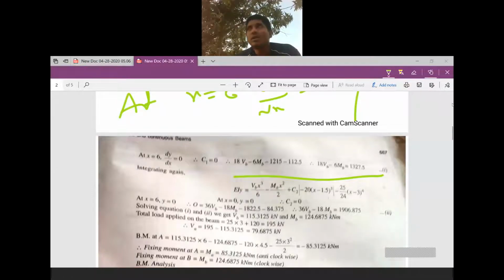Just you have considered the deflection equation, EI d square y by dx square is equal to Mx. You have substituted the value of Mx, then you have integrated, then you have substituted the boundary conditions, at x is equal to 0, dy by dx is equal to 0, at x is equal to 6, dy by dx equal to 0. Here we will get one equation. After that, again you are integrating the above equation.